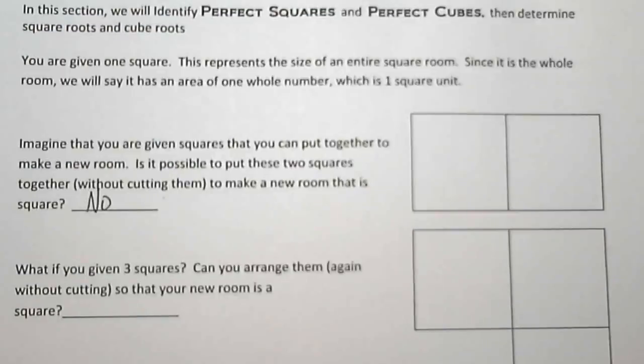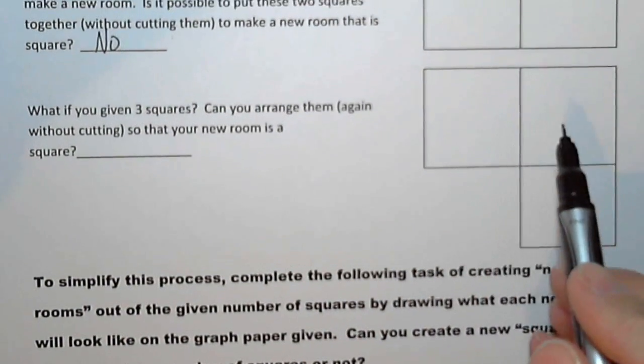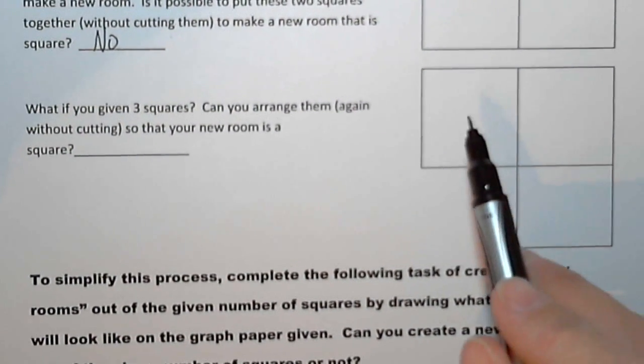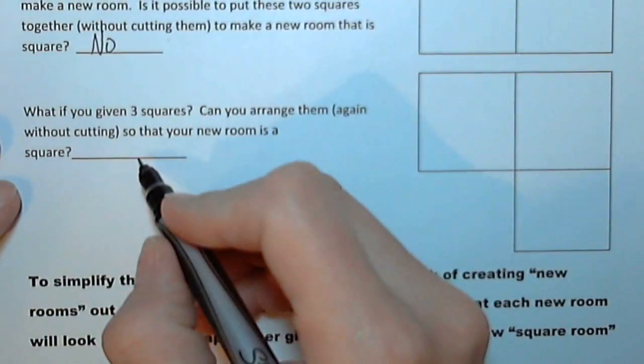What if you were given 3 squares? Can you arrange them so that this room is going to be a square room? You can't. It'll either be like an L-shaped or it'll be a very long skinny rectangle. So no.